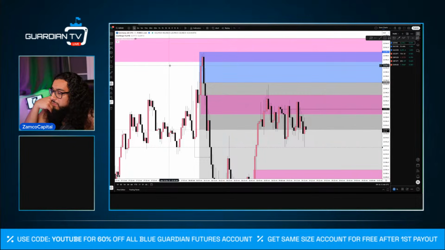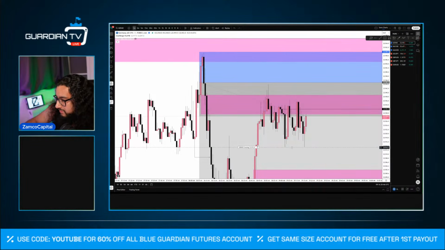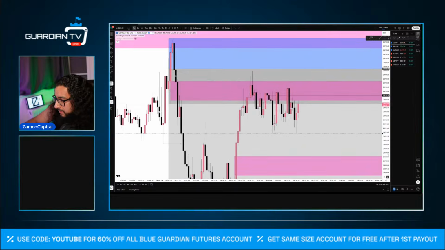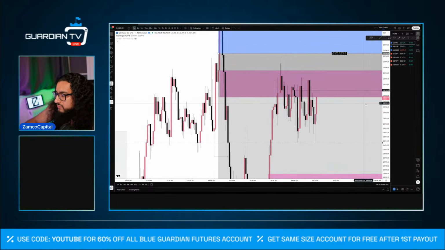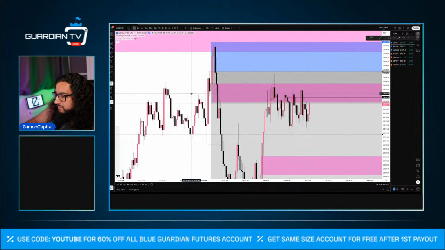It's on support. It's an equal low. Was so close to breaking this low, but it didn't do that. But it's created an equal low. But it is also just consolidating. So I don't know. I would like for it to sweep this low.